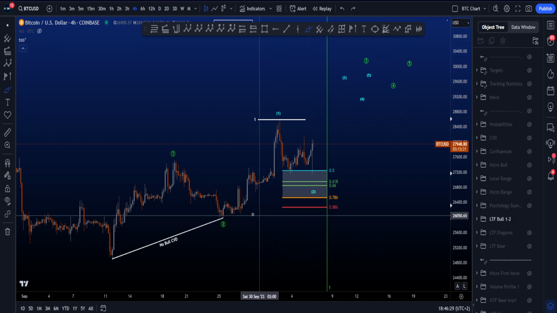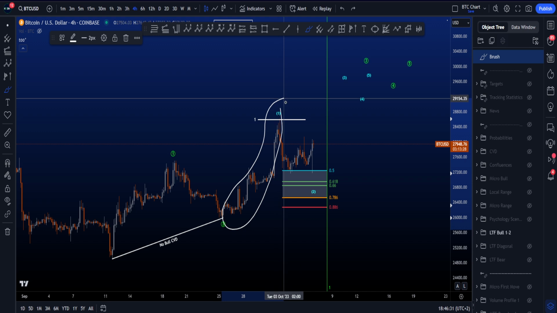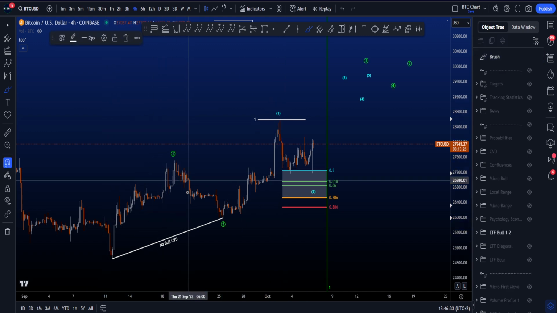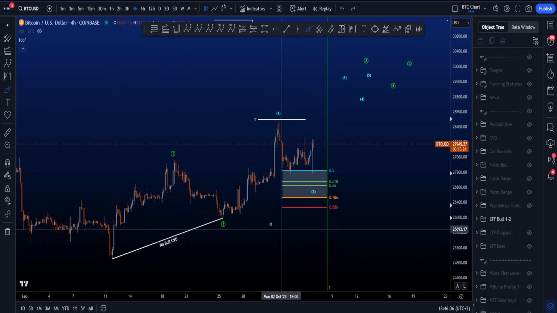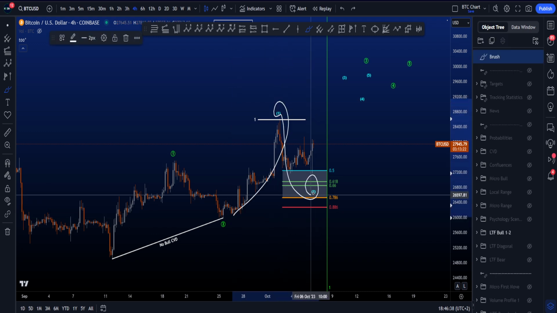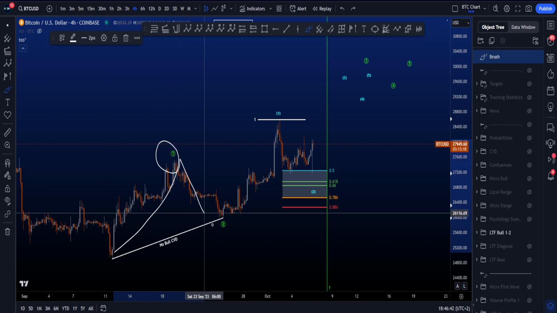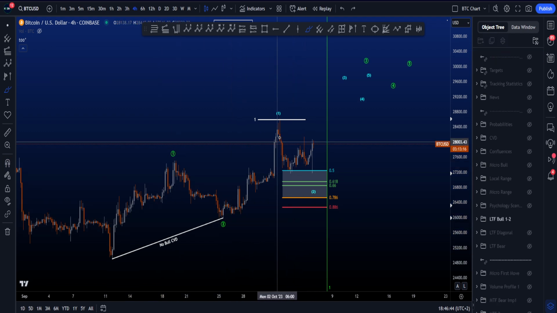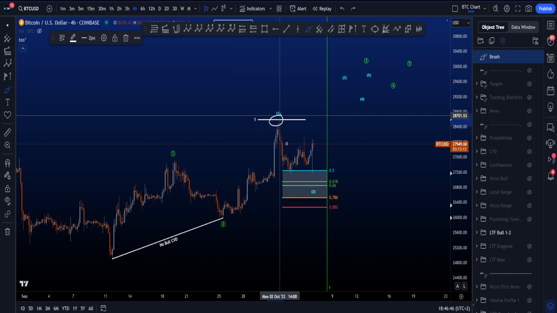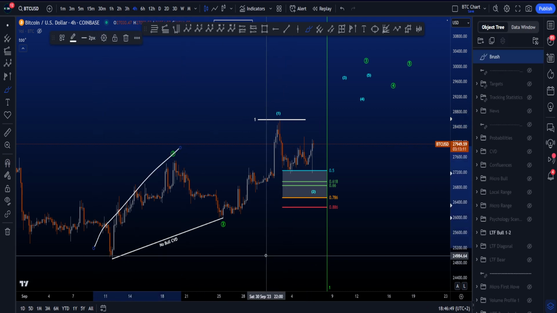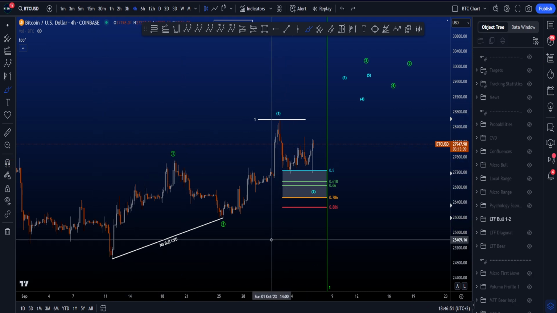In this scenario, you don't really want to see the second wave 1 being longer than the first wave 1, because the second wave 1 is of a lower degree. So usually the second 1 and the second 2 are shorter in price and time compared to the higher degree wave 1 and wave 2, but this second wave 1 tapped the same 1-to-1 here, longer than the first wave 1, making it less likely, lower probabilities.